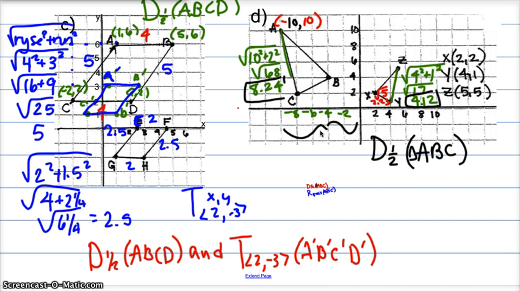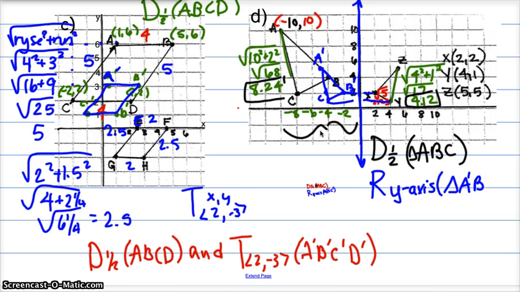So 2, 4, 2, 4, 5. So A prime is here, B prime is here, and C prime is here. Once we have it dilated, I say we, I'm talking about first period and I, noticed that the triangle is being reflected across the y-axis because between B prime and X, they're the exact same distance as they are from C to Y. So we reflected across the y-axis triangle A prime, B prime, C prime.